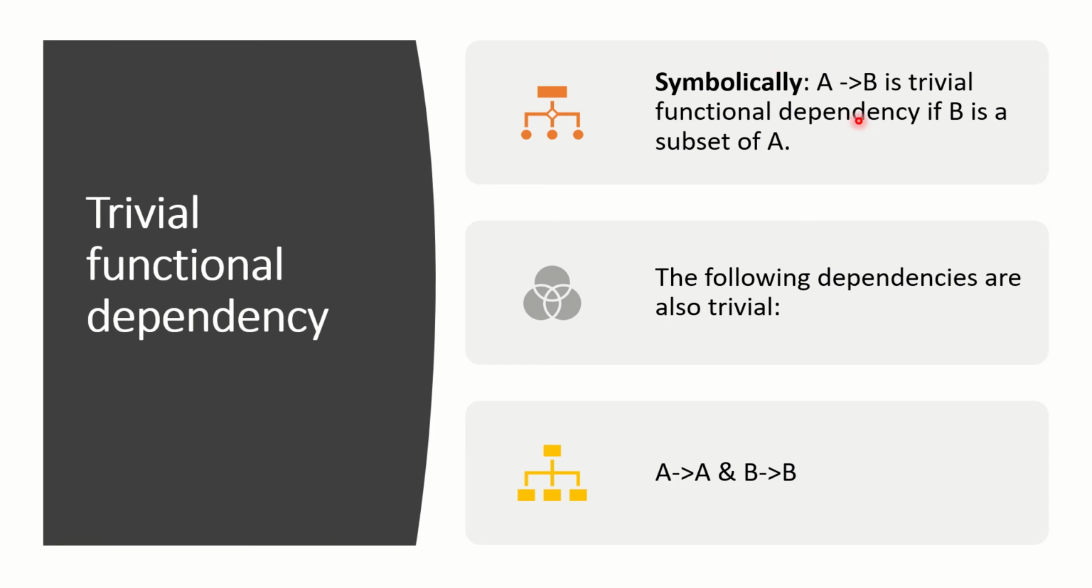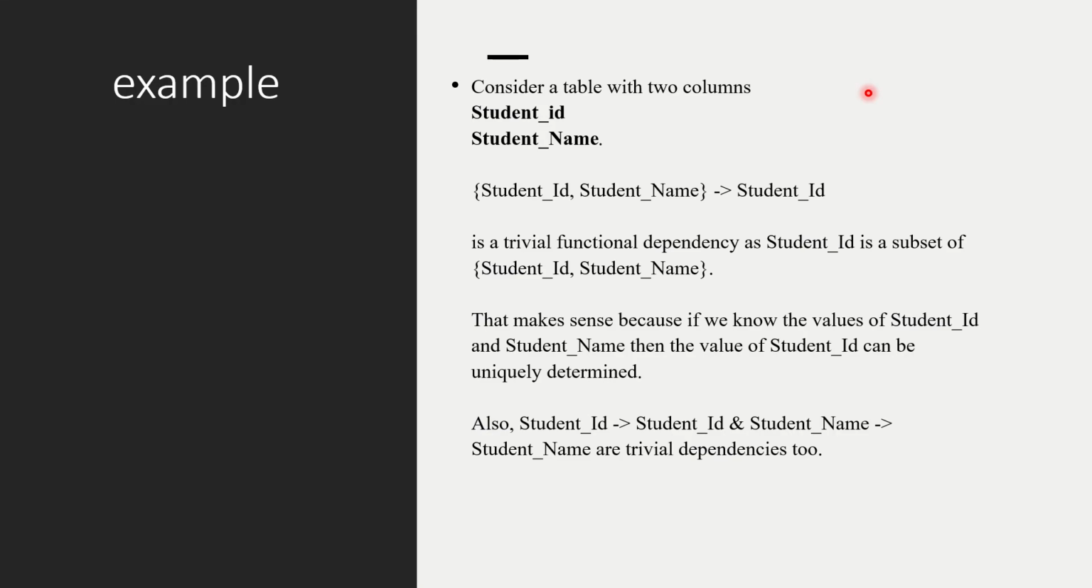So the main meaning of the trivial functional dependency is, we can say functional dependency A implies B is said to be trivial if B is a subset of A, where A and B can be any attribute set in a particular table. For example, if you are considering a student table which contains only two attributes, student ID and student name.